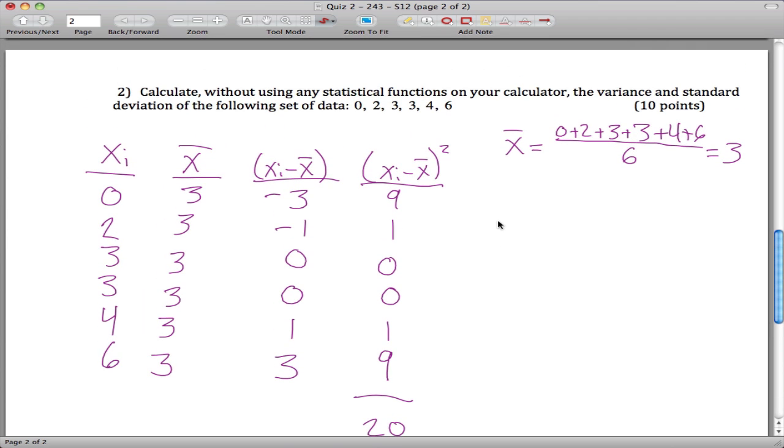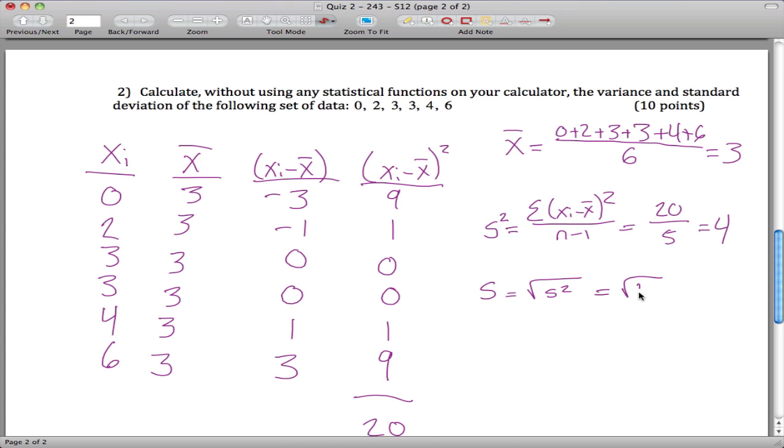And from that I can calculate the variance. The variance is the sum of xi minus x bar squared divided by n minus 1. So it's saying add up this column where you get 20 and divide by 6 minus 1, which is 5. You get a variance of 4. And then I guess we should calculate the standard deviation. Standard deviation is the square root of the variance, which is the square root of 4, which is 2. Which is the answer, which is the end of this quiz.